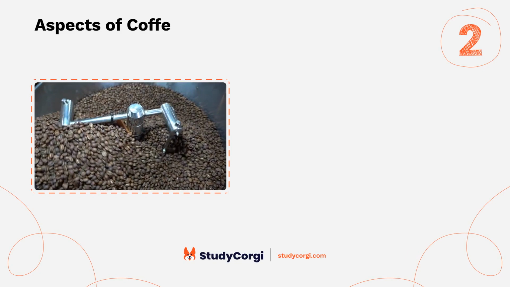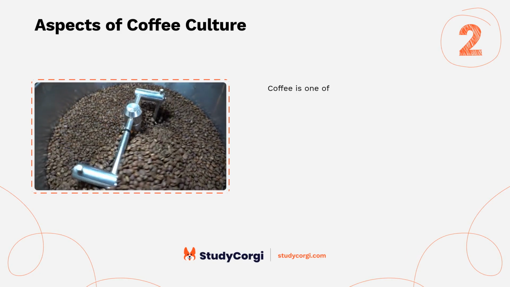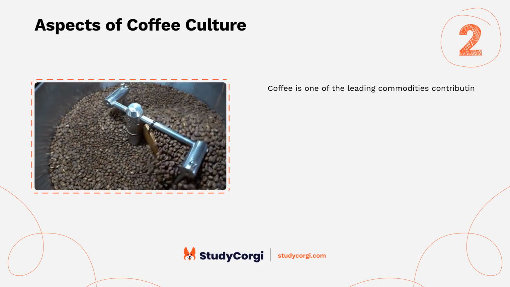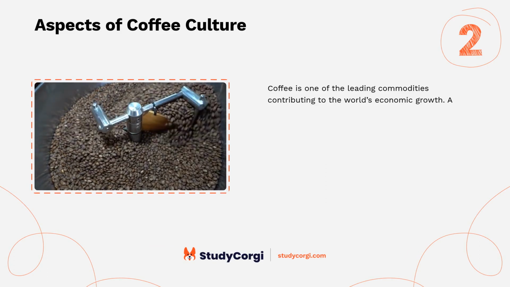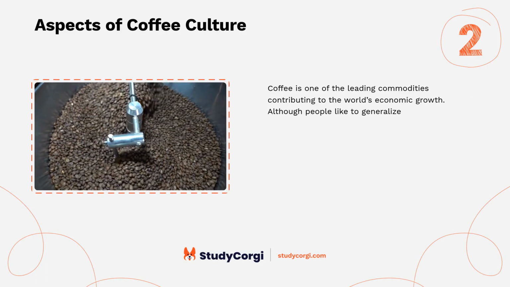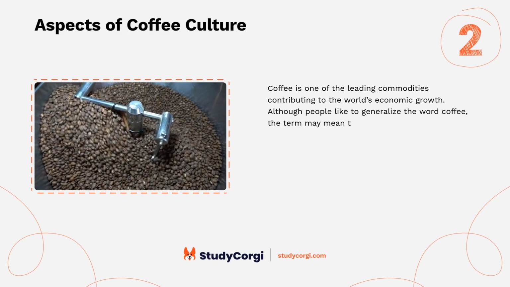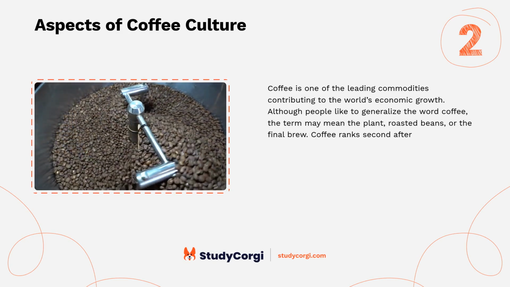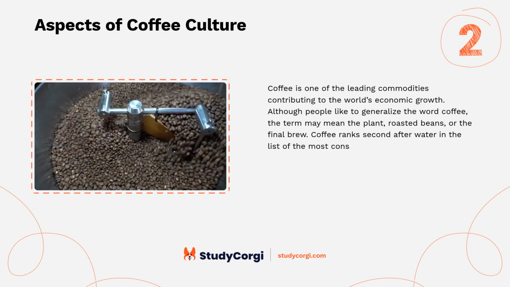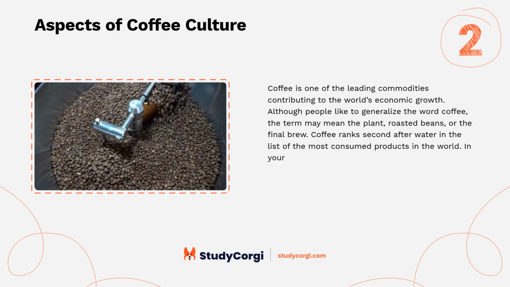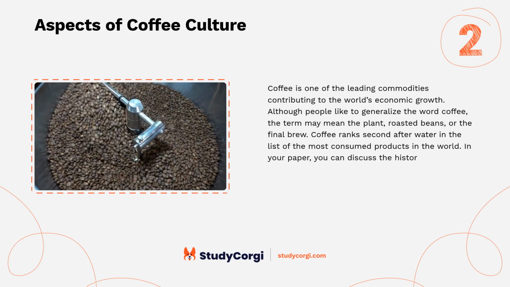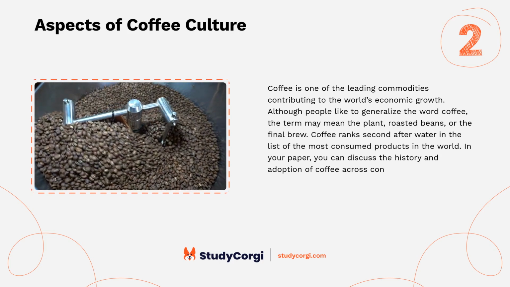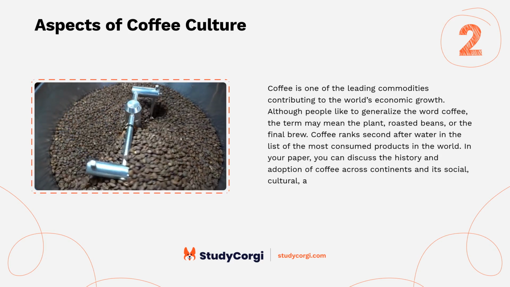Aspects of coffee culture. Coffee is one of the leading commodities contributing to the world's economic growth. Although people like to generalize the word coffee, the term may mean the plant, roasted beans, or the final brew. Coffee ranks second after water in the list of the most consumed products in the world. In your paper, you can discuss the history and adoption of coffee across continents and its social, cultural, and economic significance.